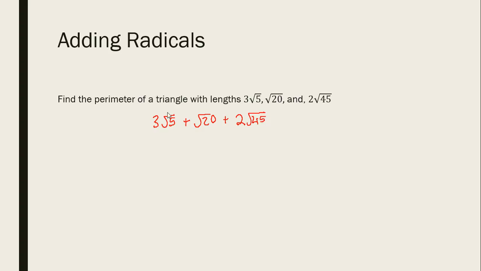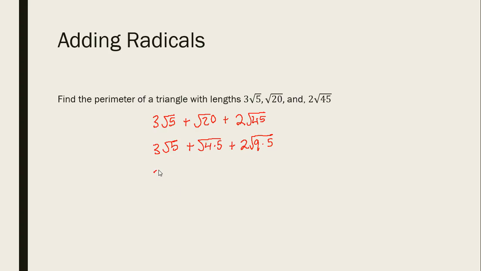Root 5 is already in its simplest form. I can't actually split 5 into anything other than 1 and 5. So I'm going to leave 3 root 5 by itself. 20, well, 20 is the same thing as 4 times 5. Now you may be noticing a pattern right now. What I'm trying to do is find the 5 inside each of these radicals. So here I'm going to do the same thing. I know that 45 is the same as 9 times 5. And once again, this is good because I can take the square root of 4 and I can take the square root of 9.